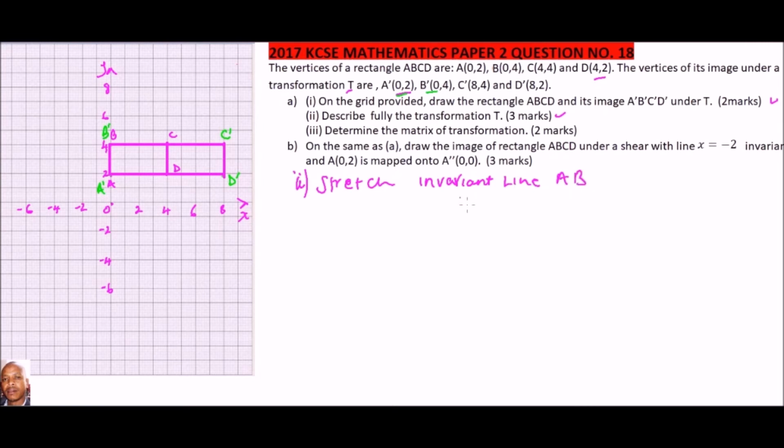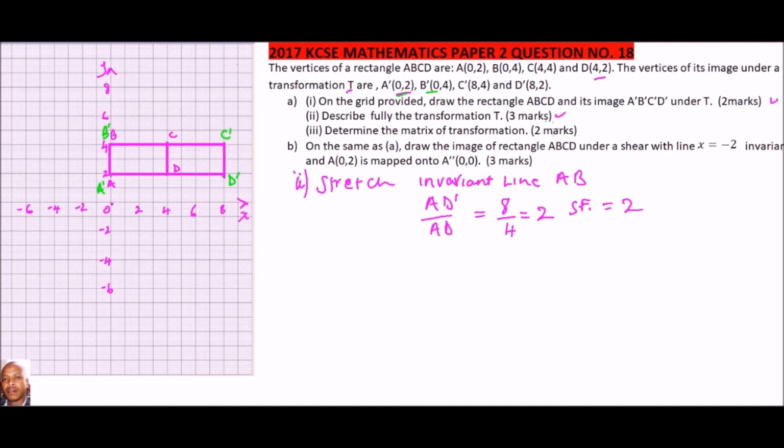And then we also describe the scale factor. If you divide A prime D prime by AD, AD prime is 8 and AD is 4, and this will give you 2. So the scale factor is equal to 2.